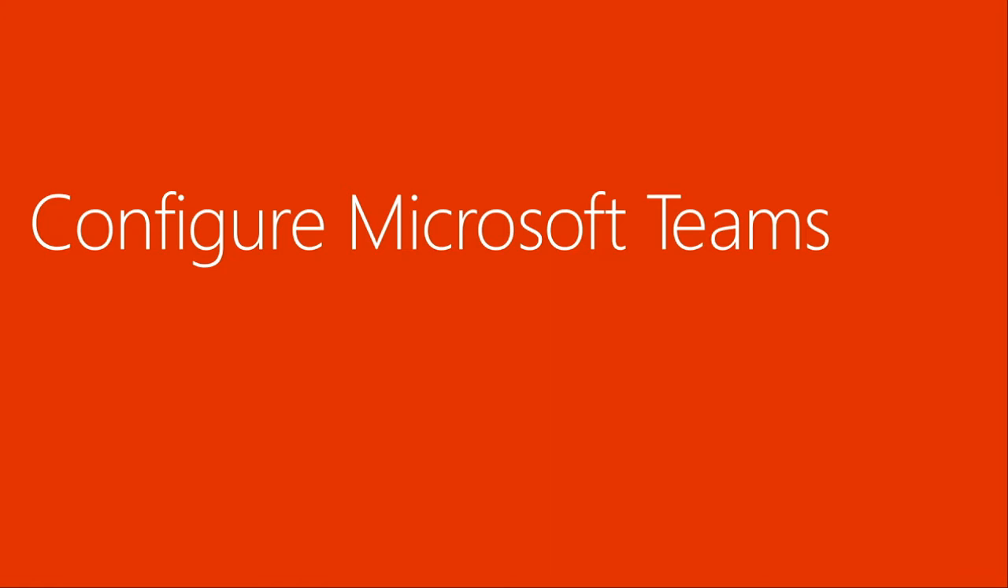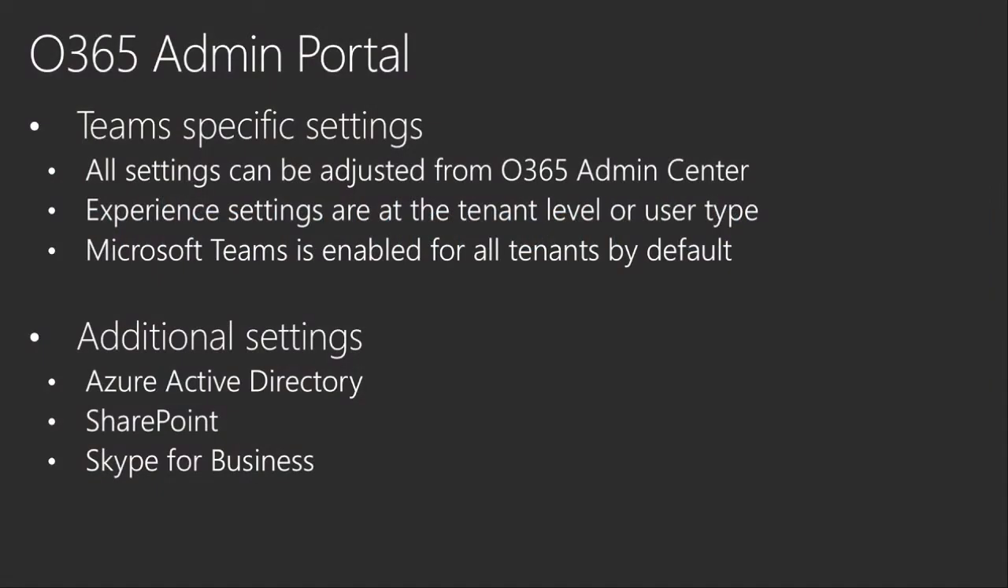Okay, thank you, Thomas. So we're going to start by talking about going to the Office 365 admin portal. That's just portal.office.com, click on the admin tile. All of the Teams-specific settings are in the admin center. They are configured either at the tenant level or at a user type level. User type is like a business user or an education faculty, education staff, or guest user. Teams is on by default.